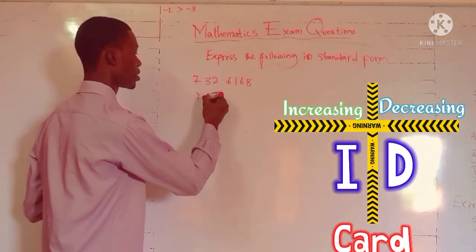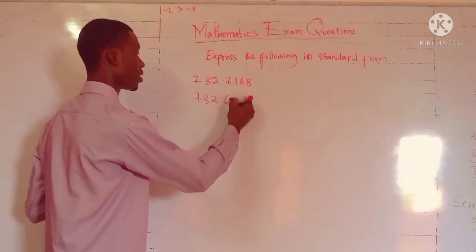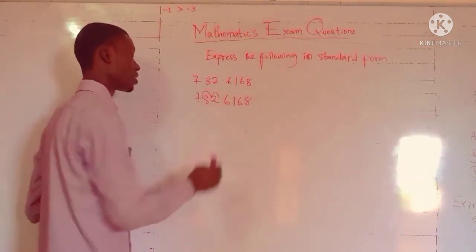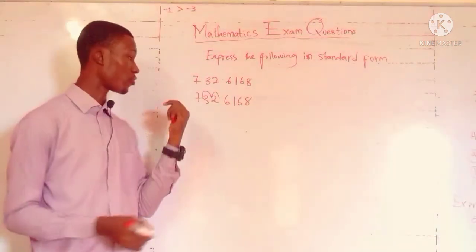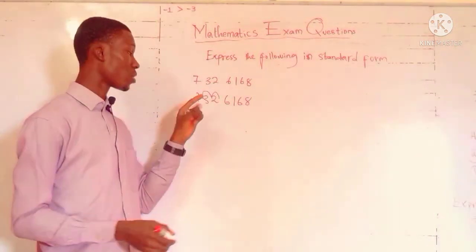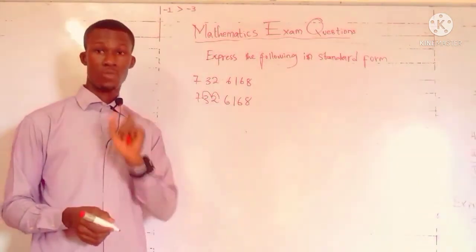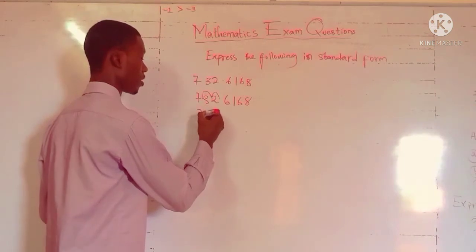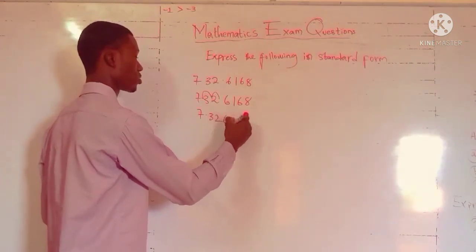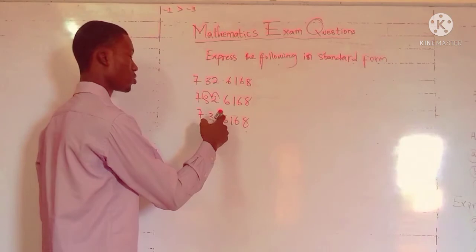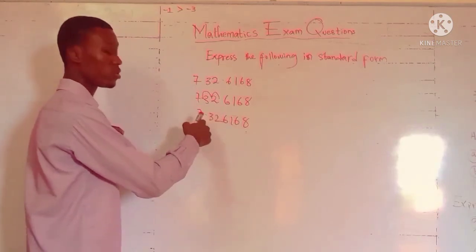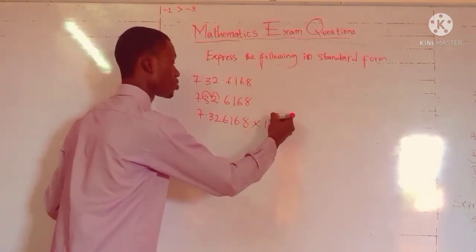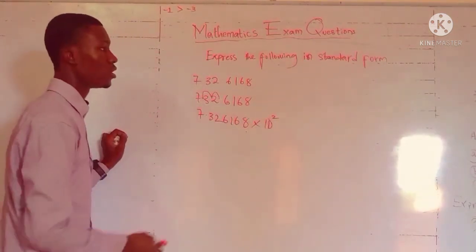We will first begin by writing back the number so we can mess it up. So we move 1, 2. Now standard form always respects the first number, and the first number is 7. So the decimal point must stay in front of 7 to make it a perfect standard form. Since we moved 2 times, our answer becomes 7.326168. There's no need putting another decimal point here because we moved it to this place. So times 10 exponent 2. We are increasing. Now let's move to the next.